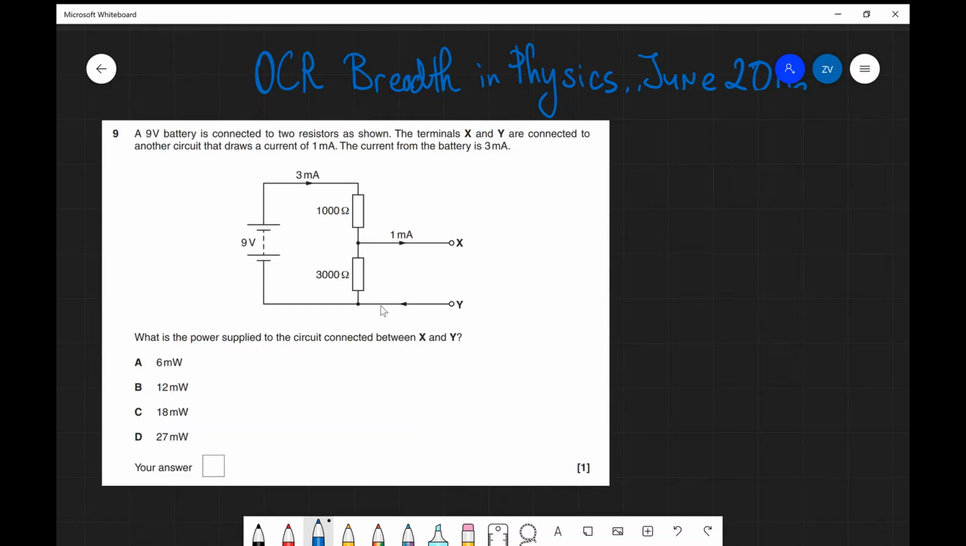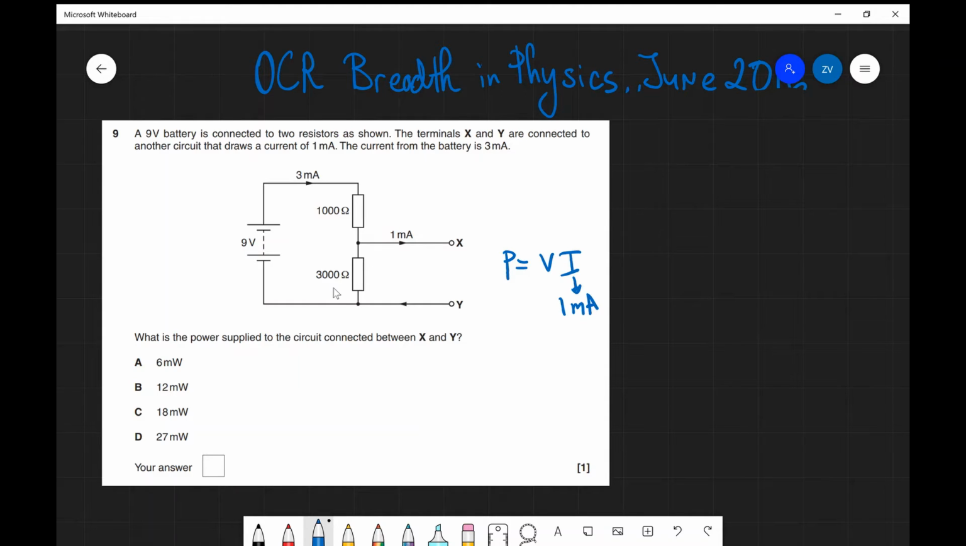Okay, well, the first thing to realize is that the power is going to be VI. We are given the current that goes between those 2 points when you connect something across it, and that's equal to 1 milliamp. What we need to find out is the voltage across the 3000 ohm resistor. As soon as we find that, we're in business.